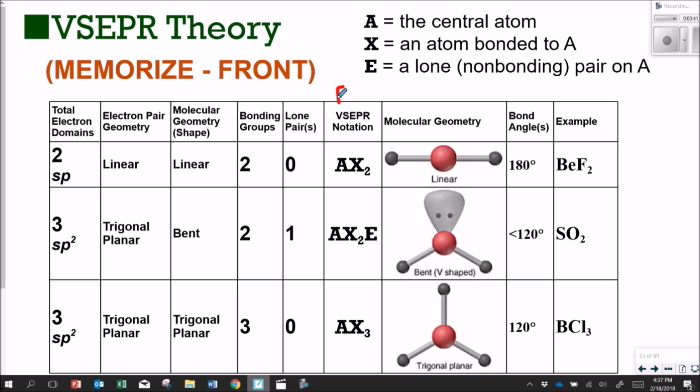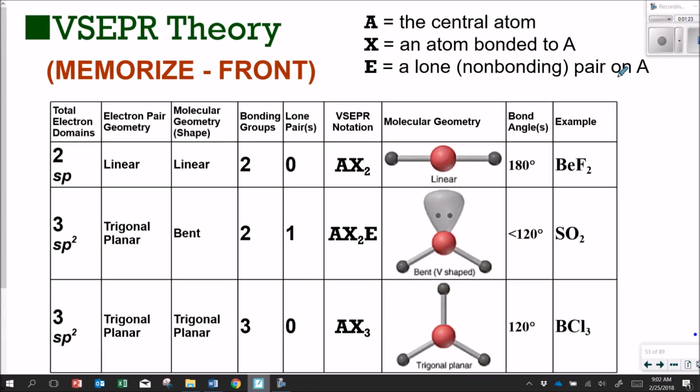On the chart in this column, A is the central atom. X represents an atom bonded to the central atom A, and E represents a lone pair of electrons on the central atom. The VSEPR theory focuses on the central atom to predict molecular and electron pair geometry. Let's practice reading this chart by doing a few examples.